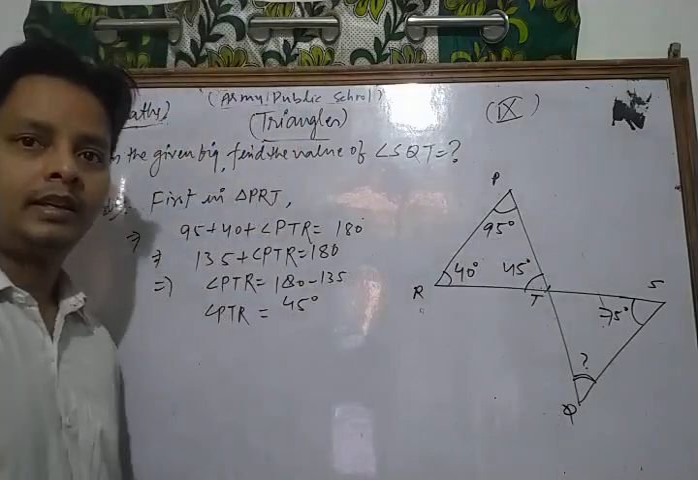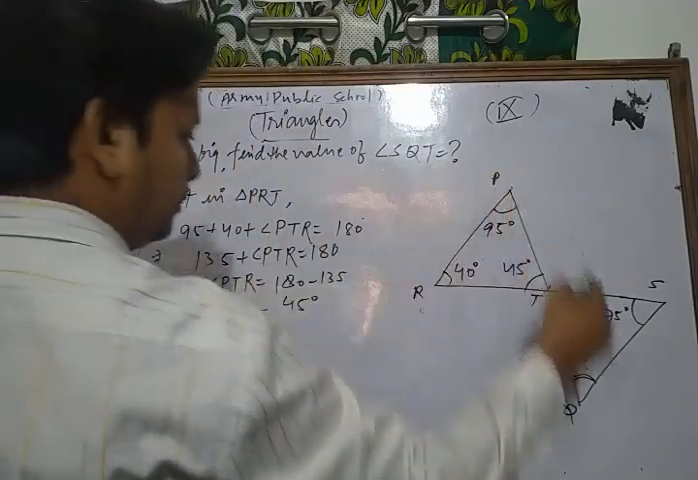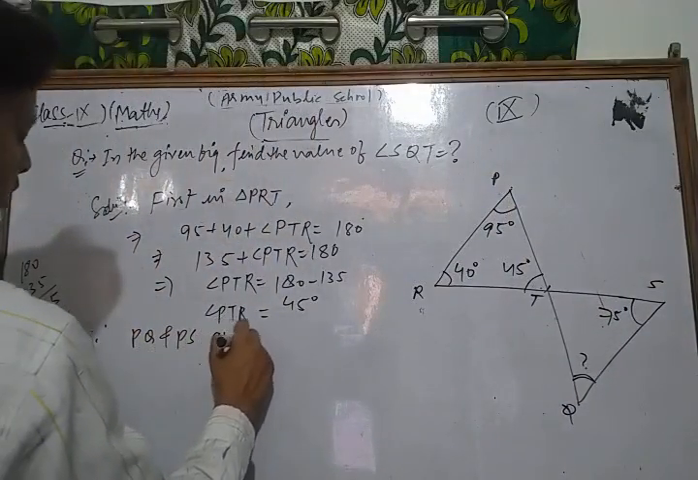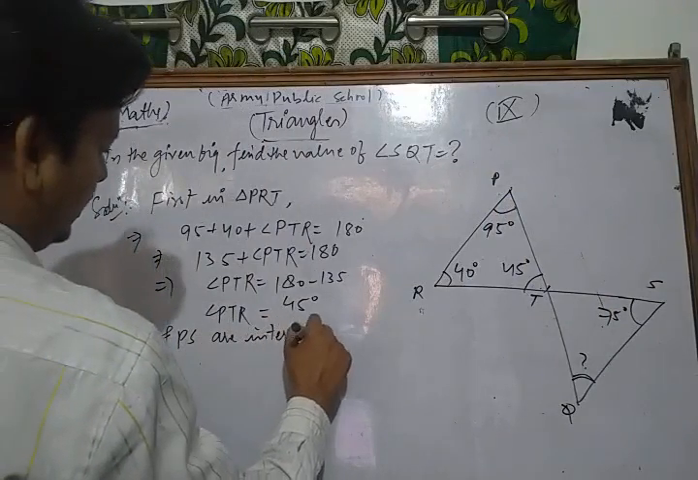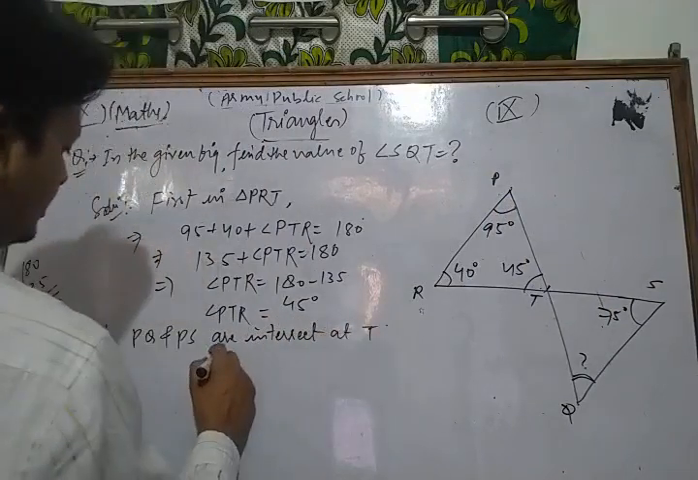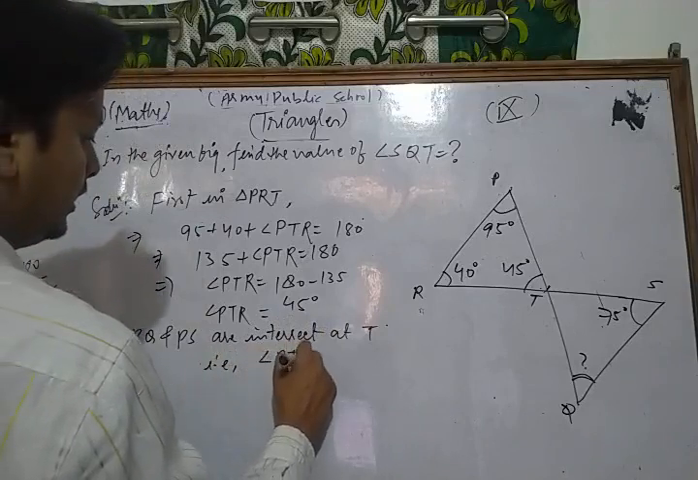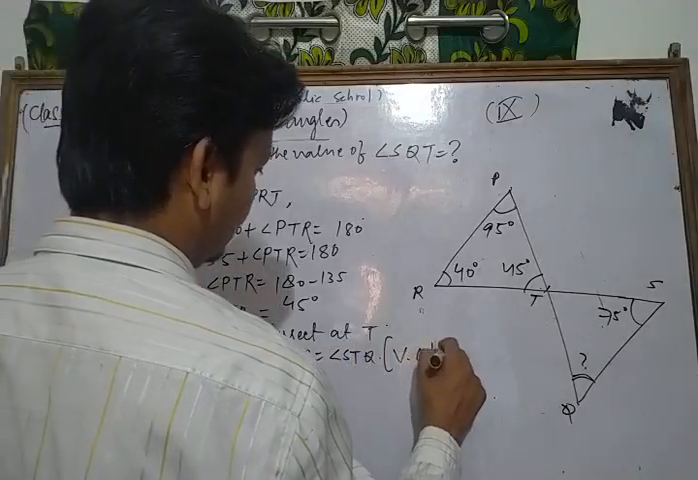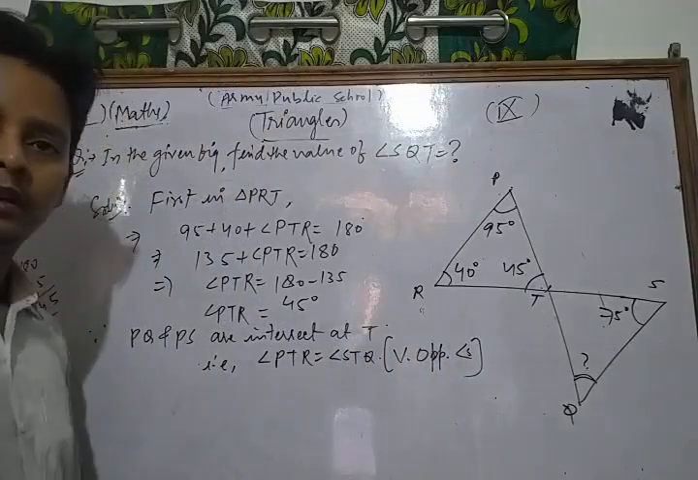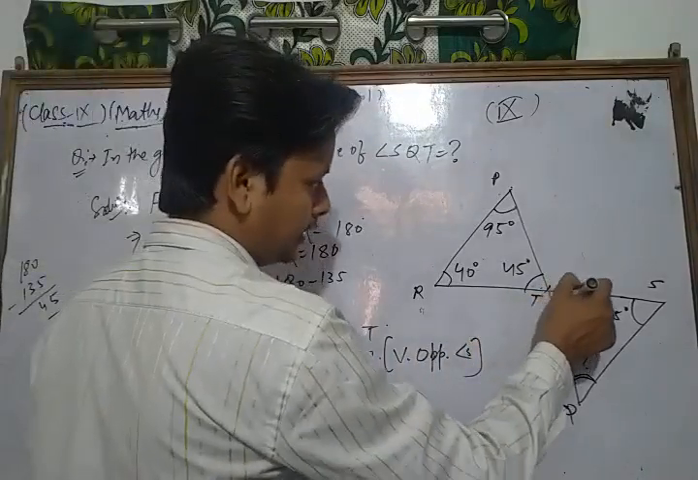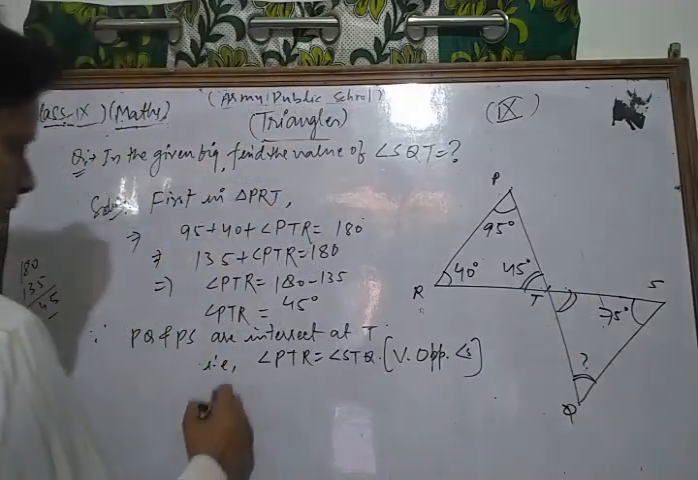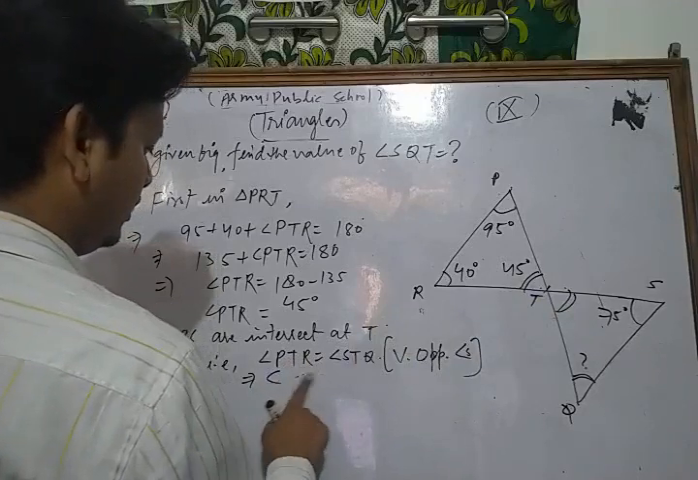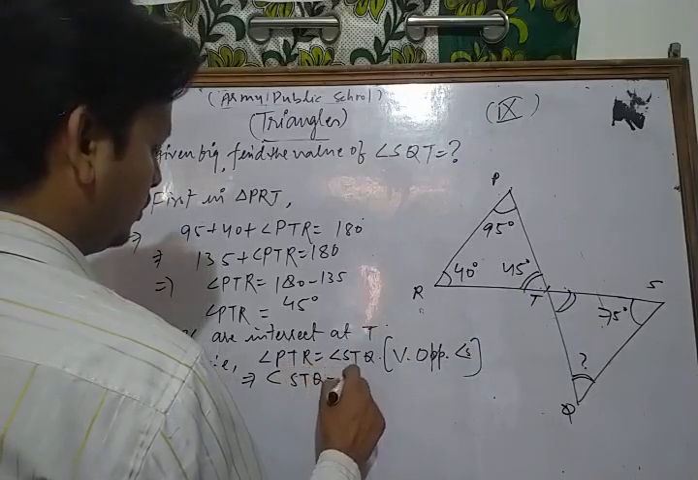Now, since PQ and PS intersect at T, angle PTR is equal to angle STQ. These are vertically opposite angles, and we know that when two lines intersect each other, then vertically opposite angles are equal to each other. This implies angle STQ is also equal to 45 degrees.